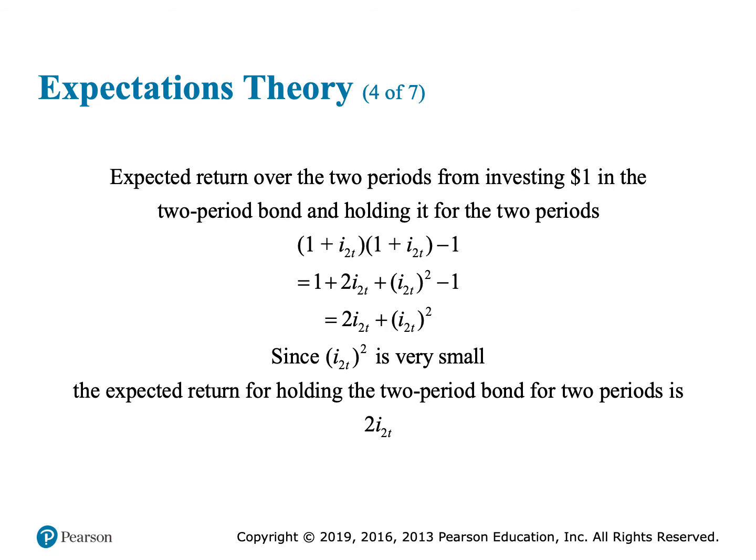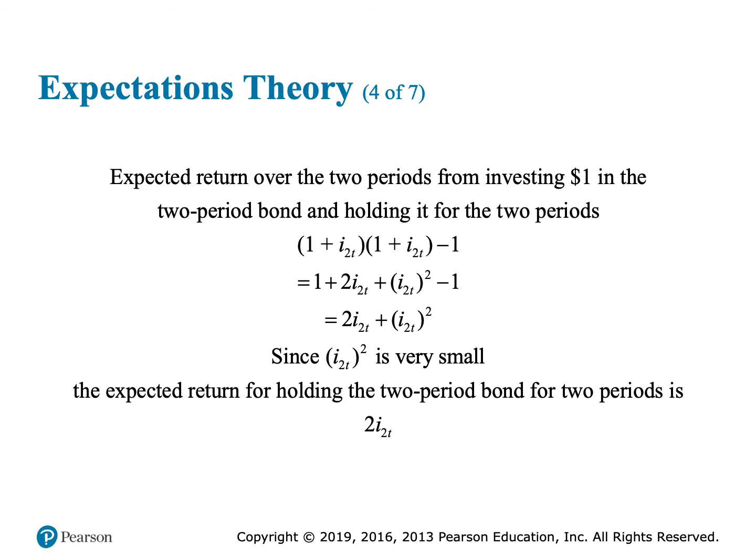Running through the math on this, we can skip ahead to line 3. The expected return for the 2-period bond will be 2 I sub 2t plus I sub 2t squared. Now the trick here is that I sub 2t squared is minuscule. It's extremely small. And so we're really just going to throw it away. What we've done now is we've isolated the expected return for holding the 2-period bond through its maturity. And that rate of return on the 2-period bond will be 2 I sub 2t. So now we've got our expected rate of return on our 2-period bond.